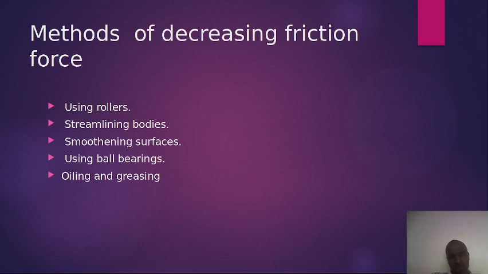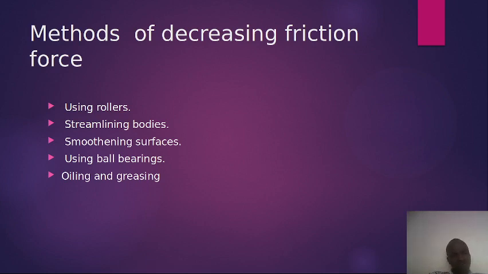Streamlining the bodies. What do we mean by streamlining the bodies? The body is streamlined by having a shape that favors the environment of the air, or the friction of the air that it is fighting with. This one we will discuss more when we come to Bernoulli's principle. Mainly it is caused by turbulence or turbulent flow.